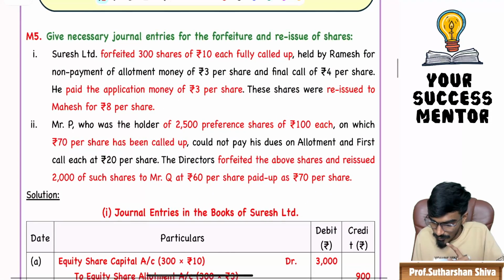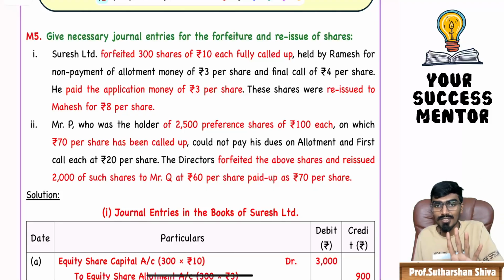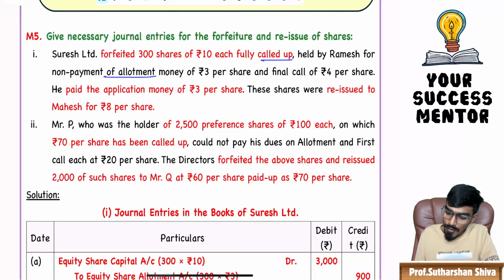Now come to M5. Similar to M4, M5 is also a prepared question, but with respect to equity share capital and preference share capital. We will try to do this question. With respect to M5, Suresh Limited forfeited 300 shares. Who is forfeiting? Suresh Limited. So you need to pass the entries in the books of Suresh Limited. Suresh Limited forfeited 300 shares of rupees 10 each, which is fully called up, held by Ramesh for non-payment of allotment money 3 per share and final call 4 per share.